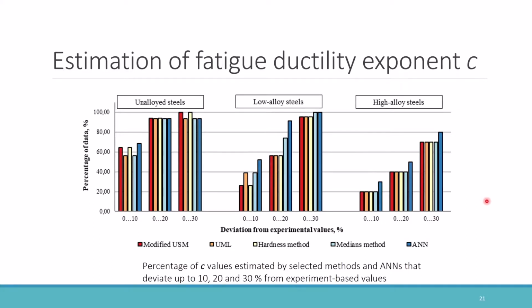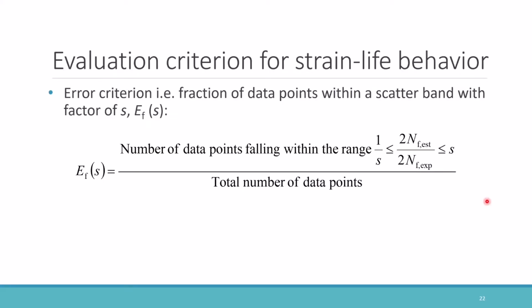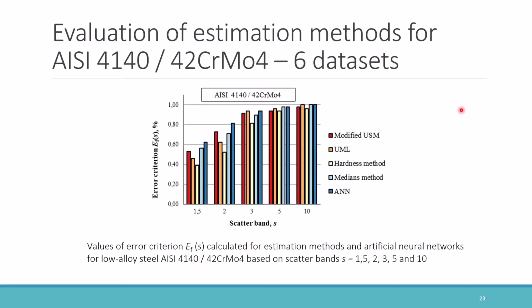It is not enough to evaluate only parameters. It is very useful to evaluate also strain life behavior. For this we used a conventional error criterion. We calculated the fraction of data points within predefined scatter bands. We did this not for steel subgroups, but rather for one material. So we had 6 datasets of 4140 steel, 42 chromium molybdenum 4 steel, so low alloy steel. We calculated the number of load reversals for 8 strain range amplitudes, and this is the result.